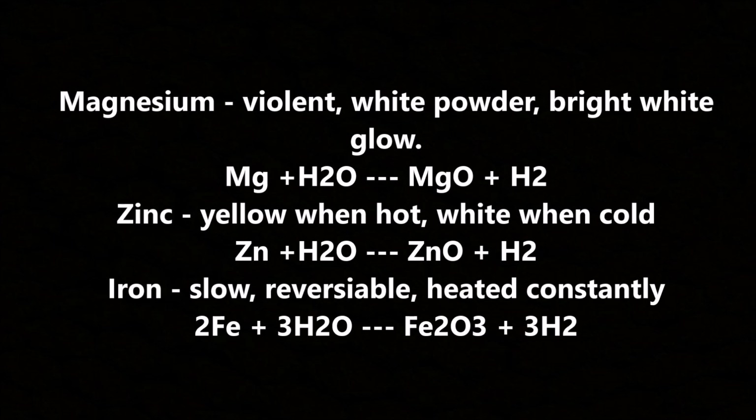Zinc is yellow whenever it's hot and white when it's cold, and zinc plus steam will give you zinc oxide plus hydrogen. And iron will react slowly, and it will also be reversible, and you have to heat it constantly, and that'll be iron plus steam gives you iron oxide plus hydrogen.